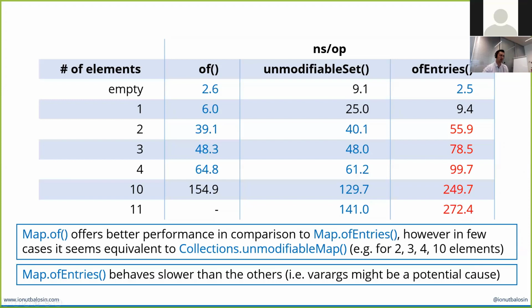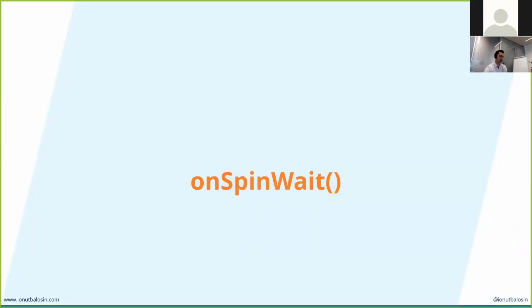However, what I've noticed is that in a few cases, the performance between Map.of and unmodifiable map was somewhere the same. For example, in the case of 2, 3, 4, 10 elements, which still concludes that of is good, but there's not much difference in performance between of and unmodifiable map. However, if you think about the memory footprint, of course, it is more wasted in the case of unmodifiable map. The next one is about onSpinWait, which is quite interesting.